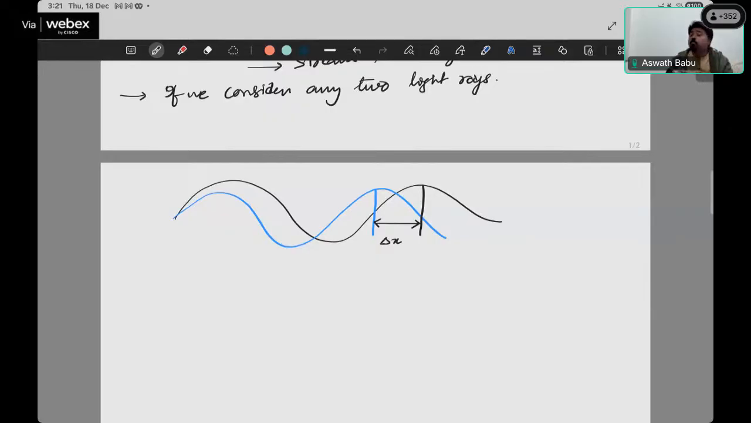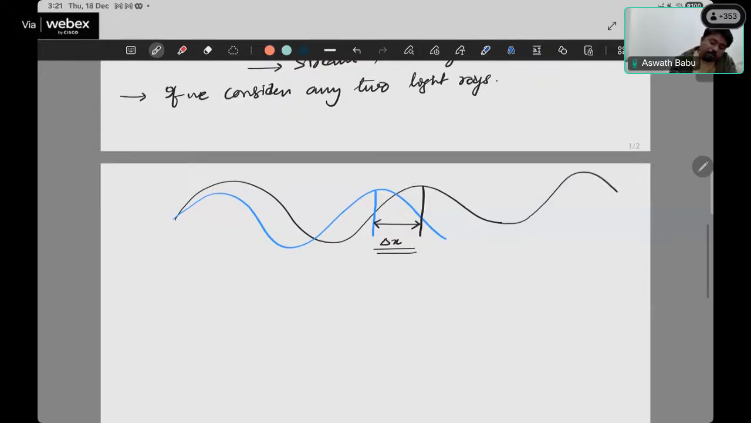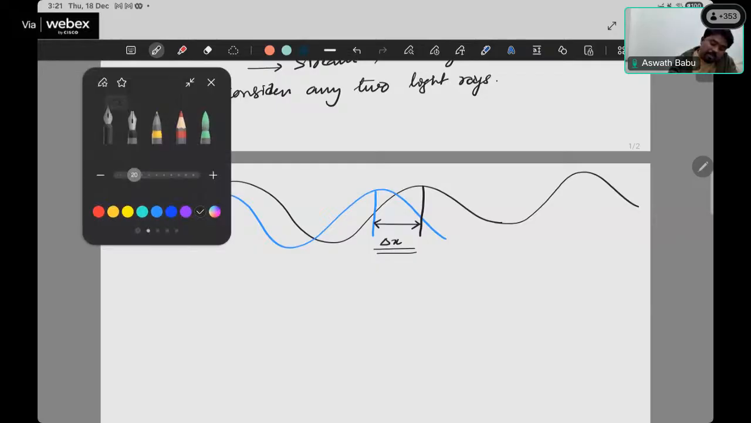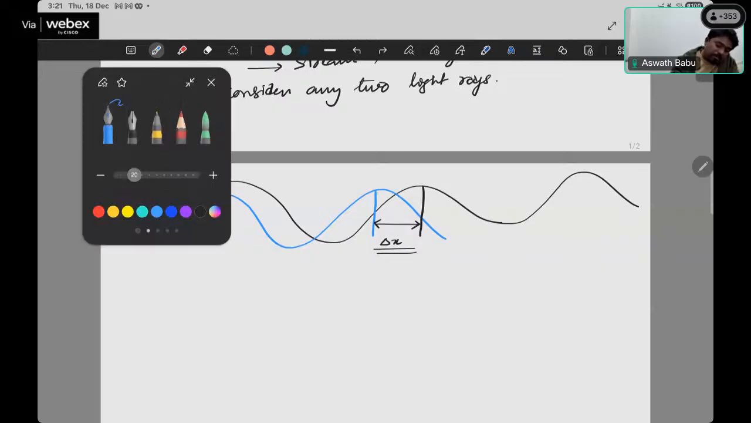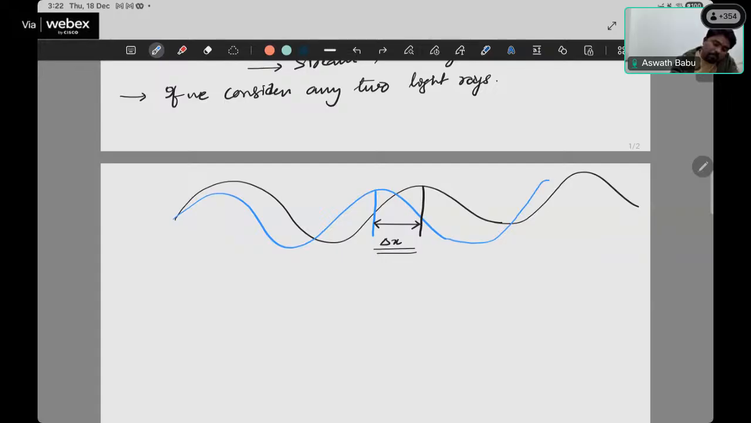They peak at different times, but what is the difference between the path lengths? This always remains the same. So when this ray goes to the next level and the other one also goes to the next level, let me draw with the same color so that you can notice that. You see the difference now. That remains intact, exactly delta x. That is a very important factor of a coherent light source.